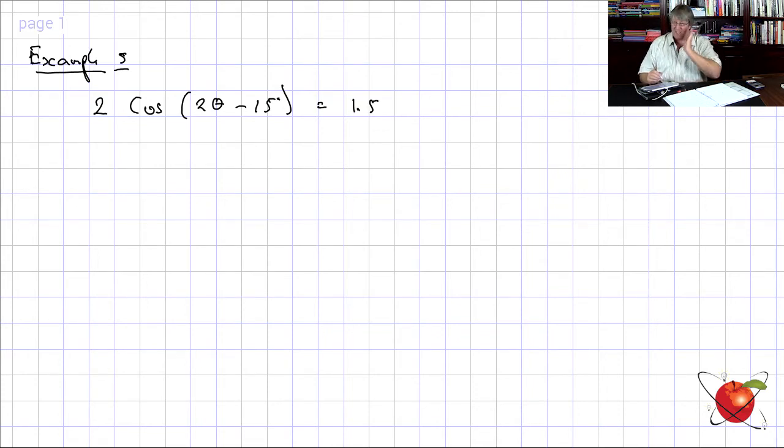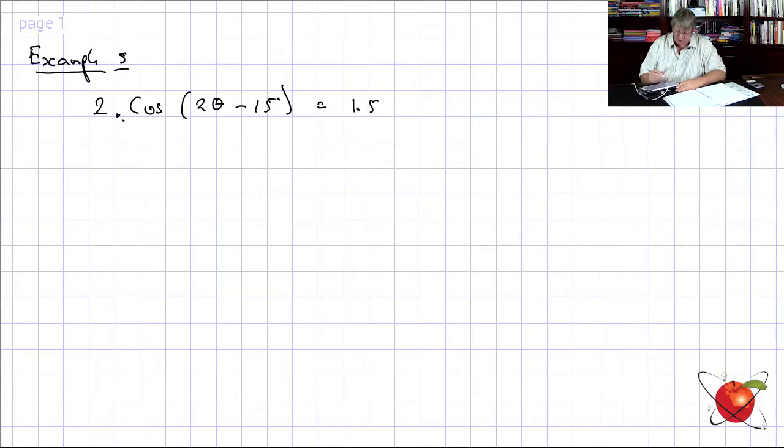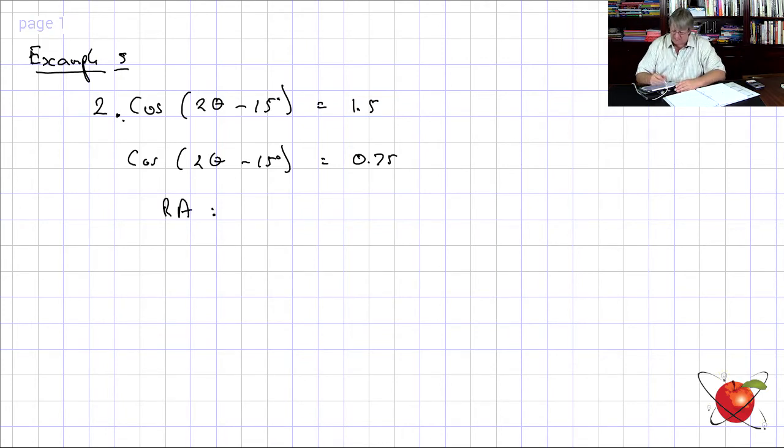Step 1 is isolate the trig function, because only when I've got it to the basic trig function can I apply the opposite. I can't do the arc cos here because there's a 2 times in front. So I reduce that down to cos(2θ − 15°) equal to that divided by 2, 0.75. Then the reference angle is going to be arc cos of both sides, remember. Let me actually just do it.